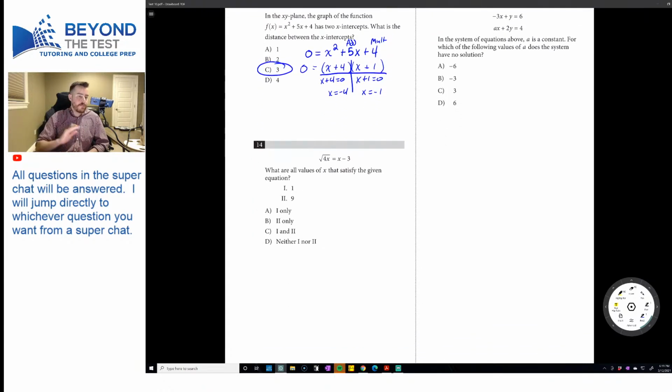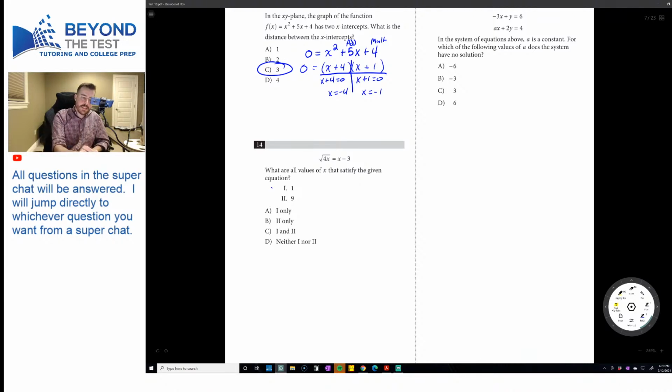All right, next problem, we have 14 there. So it says, what are all values of x that satisfy the given equation? Now, I actually really love this question because it seems like such an easy question right off the bat, but I can't tell you how many students make a mistake on this for a conceptual misunderstanding. So I'll explain that as we go through the problem. So let's take a look at this problem. It says, what are all values of x that satisfy the equation above?